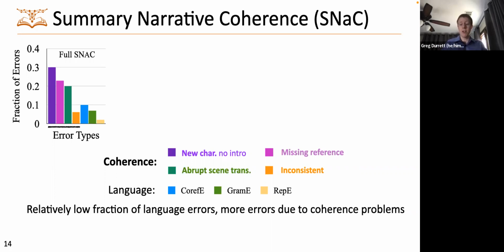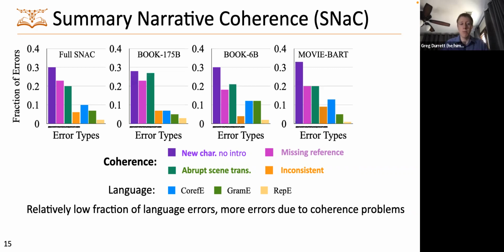So most of the errors we see are due to coherence problems, and this holds up even when we break down and look across these different data sets and models that we had. And interestingly, you could see that the 6 billion book model and the movie BART model have higher fractions of co-ref and grammaticality errors, whereas the 175 billion model really has very little here. It's about 10 to 15% of the data, just a little over 10%, that falls into any of these non-coherence error types. So I think this is evidence that as we scale more, these coherence errors become even more of what we want to focus on.